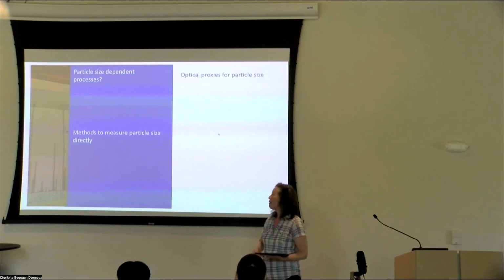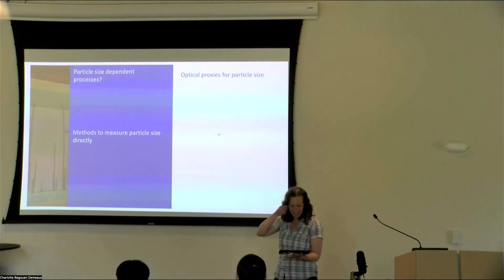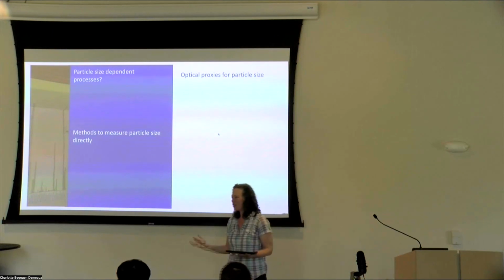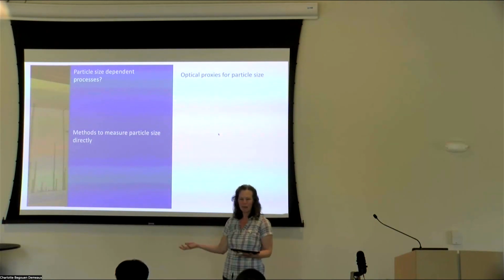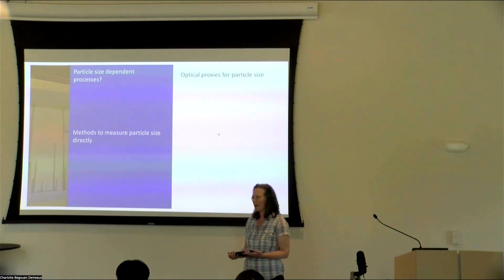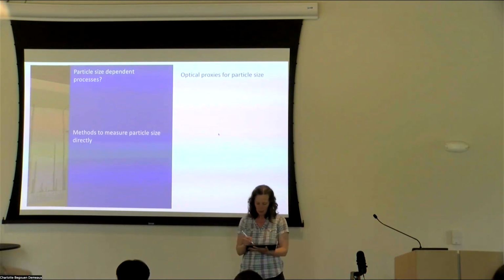I want to start off with a little bit of a knowledge survey. When you think about the types of oceanography or environmental science that you're interested in, what are some particle size dependent processes that are important? Why would you even care about particle size in the ocean?